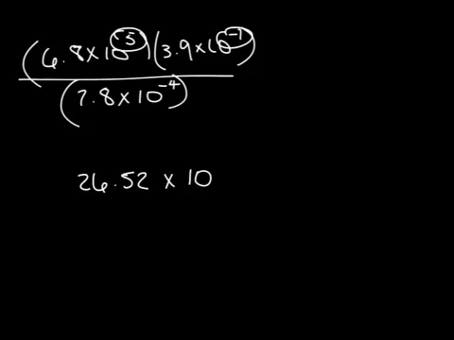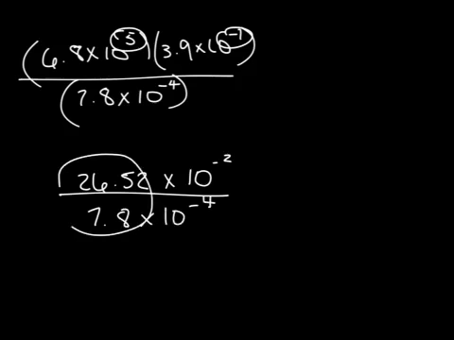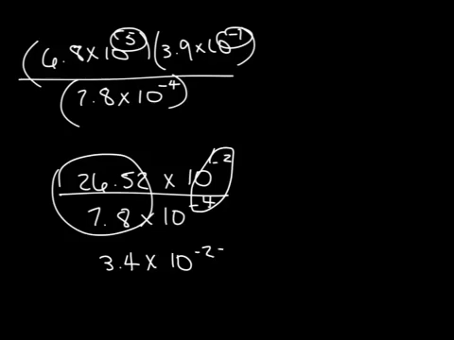5 plus negative 7 is negative 2, and then that is going to be over 7.8 times 10 to the negative 4. So now I'm going to divide these two. 26.52 divided by 7.8, and I get 3.4, and then I make my times 10, and then I subtract negative 2 minus the negative 4, which is going to end up being a plus. So I end up with 3.4 times 10 to the negative 2 plus 4, which is squared, and that ends up being my answer.